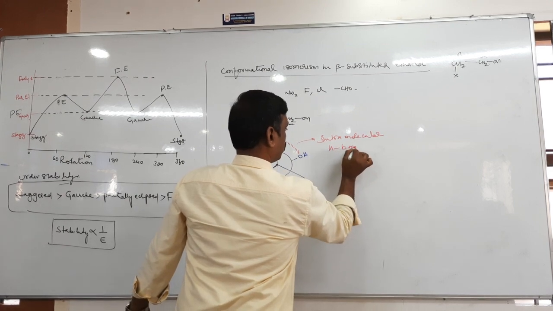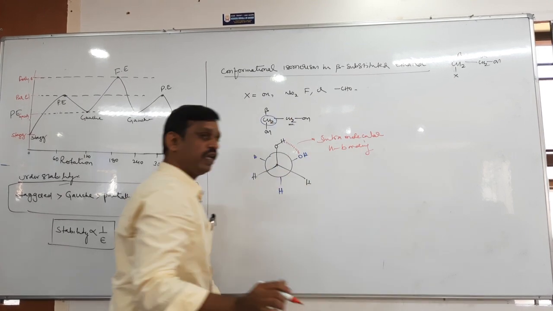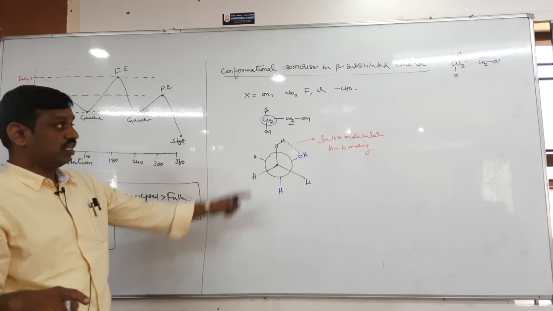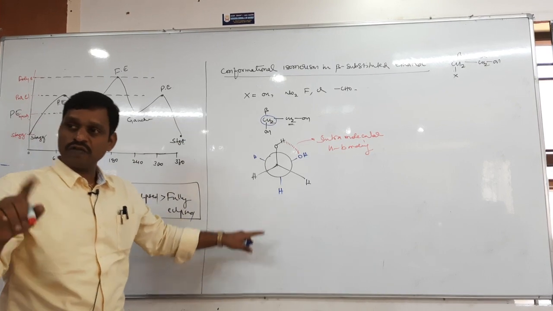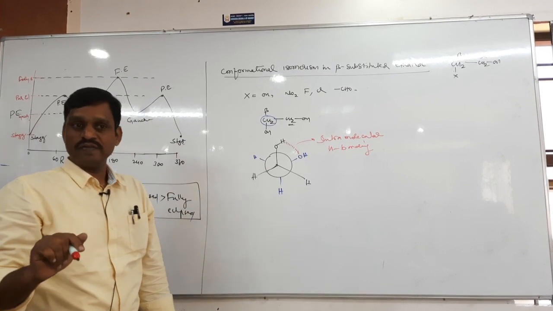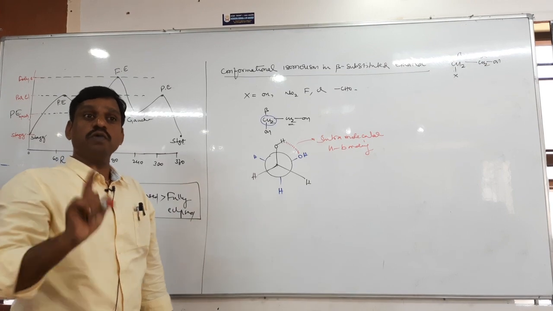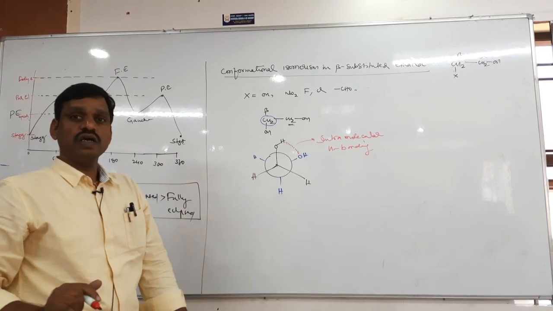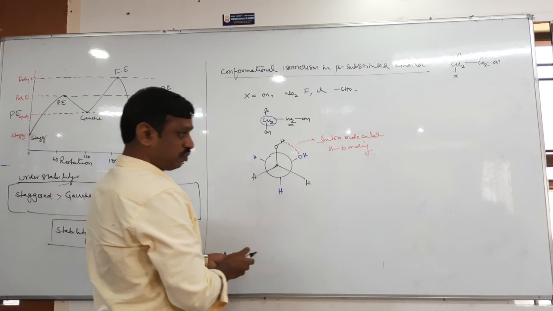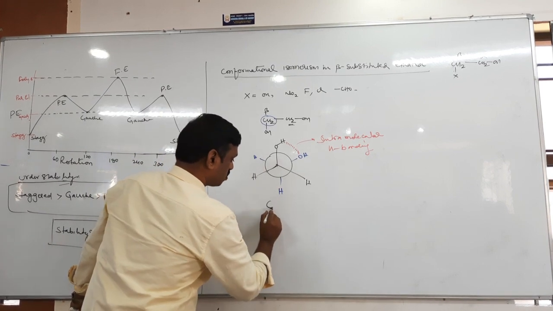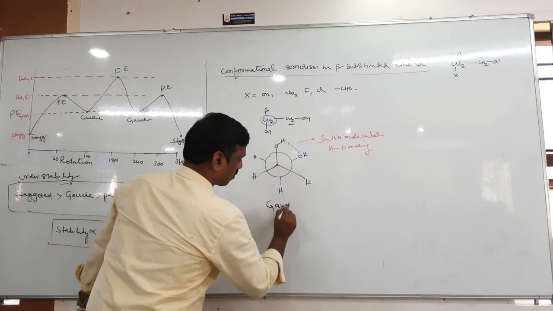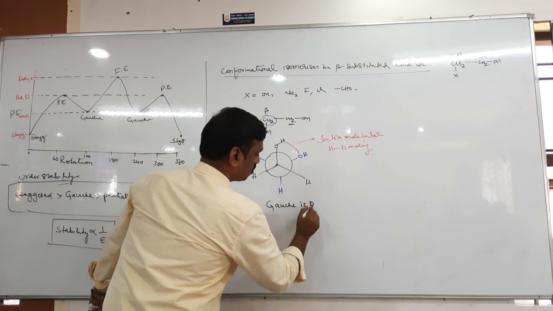Intramolecular hydrogen bonding. So due to intramolecular hydrogen bonding, gauche is most stable in these compounds. Otherwise, usually staggered is most stable, but gauche becomes most stable because of intramolecular hydrogen bonding. So this is one exception. Remember, gauche is most stable, take an asterisk.